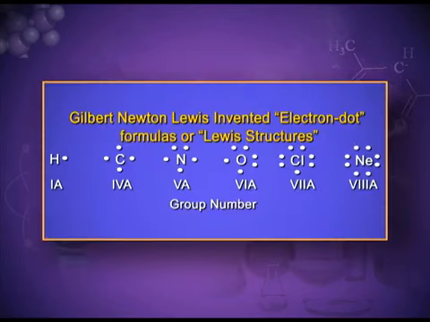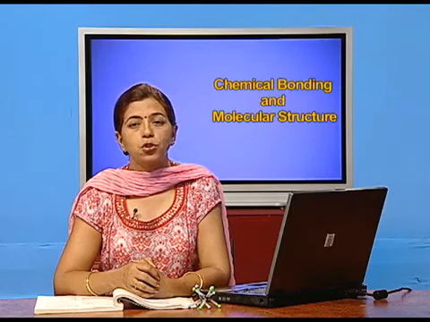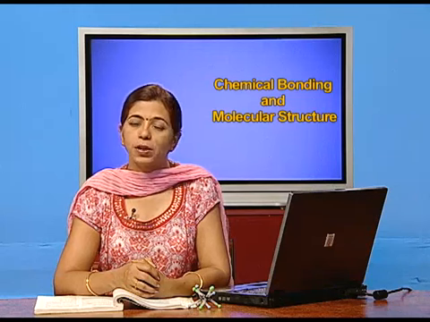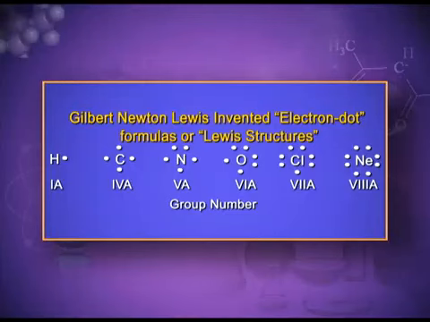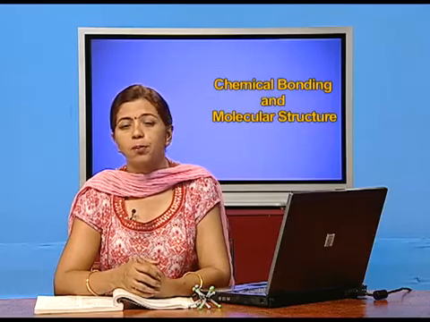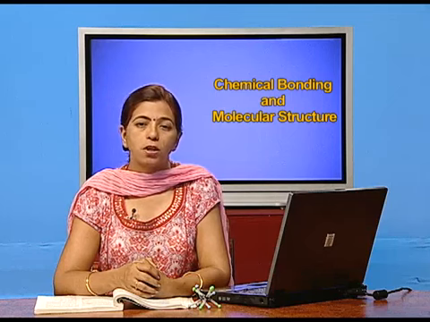The first group elements have only one electron in their valence shell, and that will participate in chemical bonding. So, we will write the symbol of the element and put one dot. One dot means one electron. Similarly, the second group has two valence electrons. So, again we will write the symbol of the element, for example beryllium, and we will show two dots. The two dots represent the two electrons.